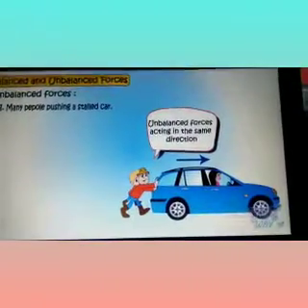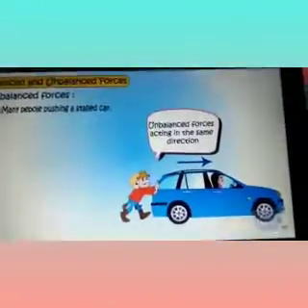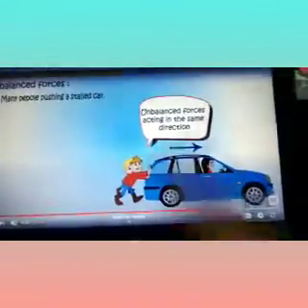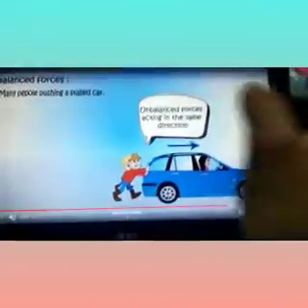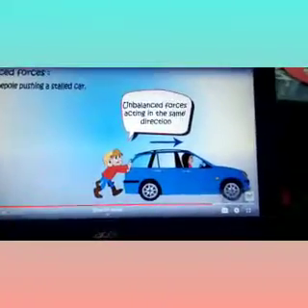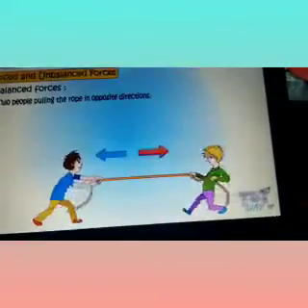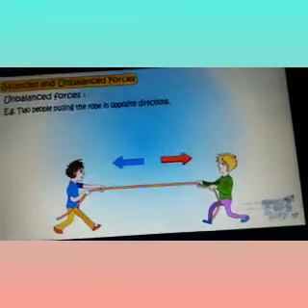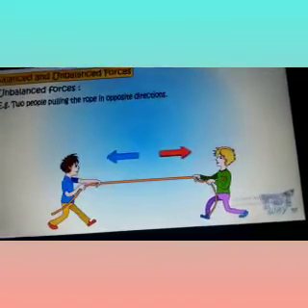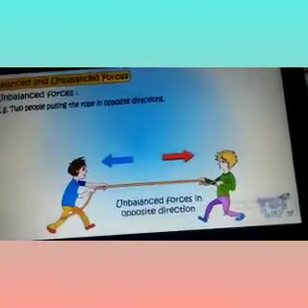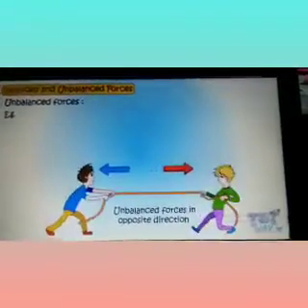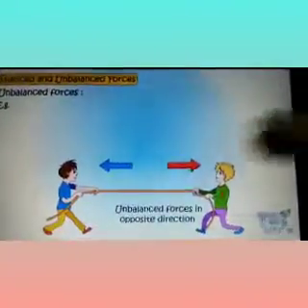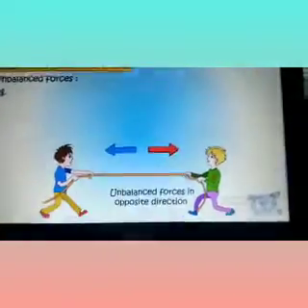Unbalanced forces acting in the same direction. ठीक है, देखो अभी same direction में कैसे होंगे unbalanced force. So both people are pushing the car in the same direction, और car same direction में जा रही है, so that is your unbalanced force acting in the same direction. Two people pulling the rope in opposite direction, so that is again your unbalanced force. देखो एक भी कोई हार नहीं रहा है, कोई भी एक लाइन से आगे नहीं आ पा रहा है.